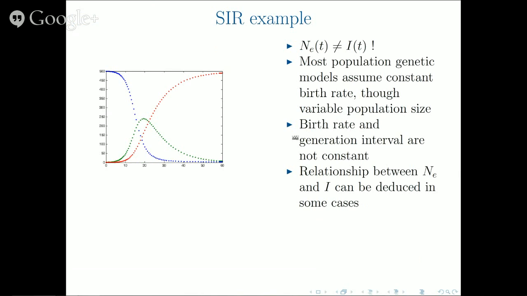So suppose we sequence the pathogen and reconstruct a time-stamped phylogeny. It would be tempting to say that the effective population size will be equal or proportional to the number of infected individuals. Unfortunately, that's not right. And the basic reason is that this estimate, the skyline estimate in particular of effective size, is based on a demographic process. Population size may change through time. So if the birth rate and the generation interval are not constant, this simple relationship between the number of infected hosts and effective size breaks down.